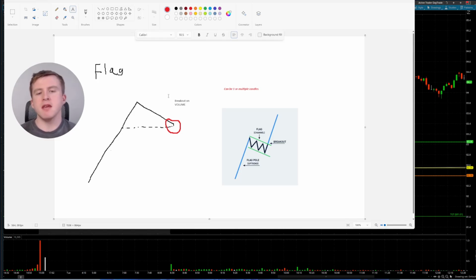Flags are one of the most common patterns that you can trade. They're a really good pattern to trade, but they must be used in context to what is happening. In this case, if we are going to be doing a bull flag, we want to identify at least levels to risk off of. Key daily levels, key daily setups.